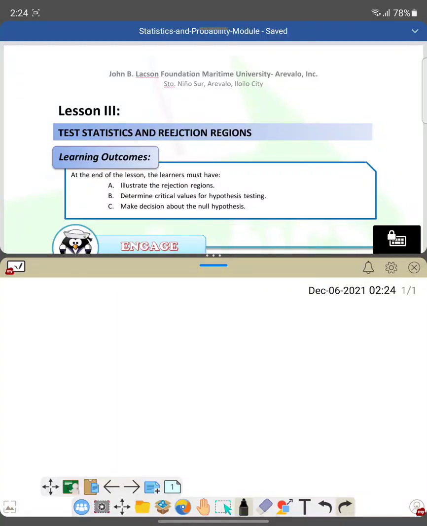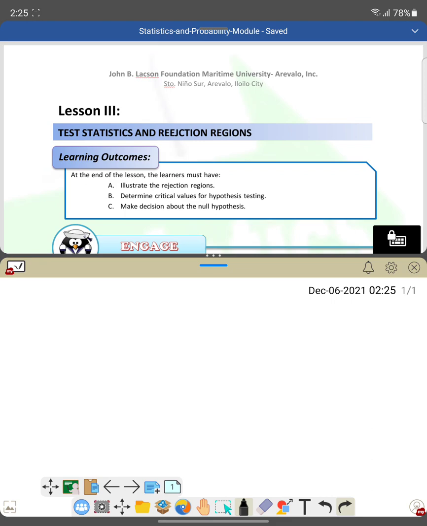Good day everyone. Today we are going to discuss lesson 3 of chapter 4, which is the continuation of your hypothesis testing. So now for lesson 3 we have the test statistics and rejection region. What we mean by the word test statistics: in lesson 1 I introduced to you hypothesis testing along with your null and alternative hypothesis.